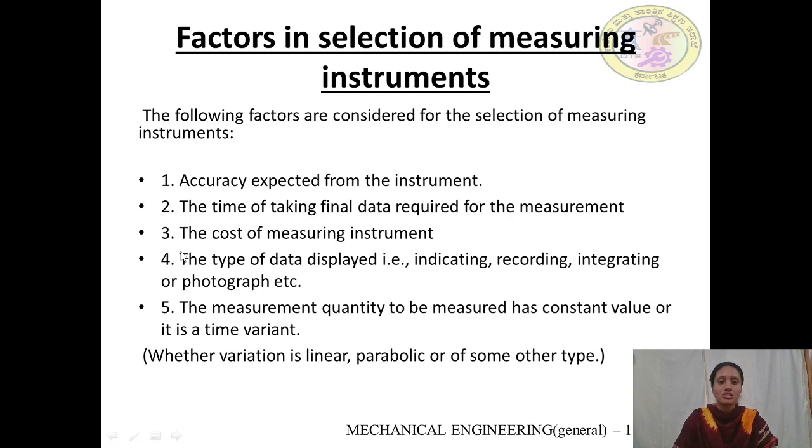So before purchasing any type of measuring instrument, there are some factors to be considered in the selection of measuring instruments. The first is accuracy: the accuracy expected from the instrument. How accurate it should be. In industries, they purchase very accurate instruments for quality checking and so on.